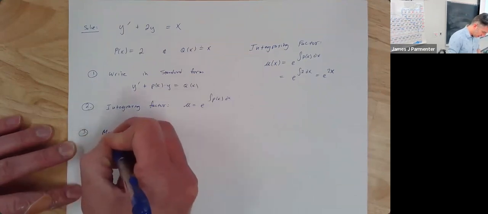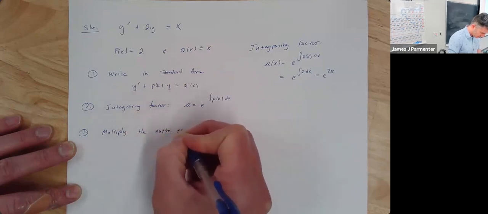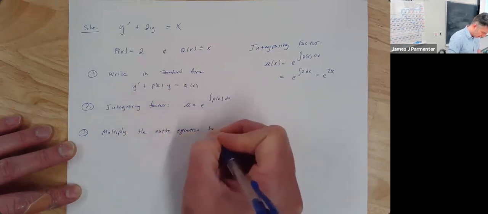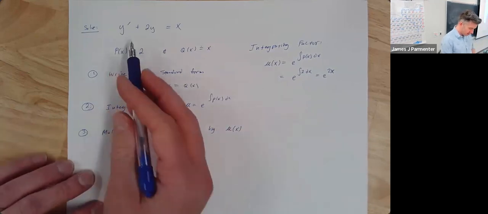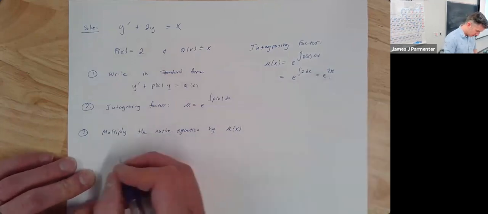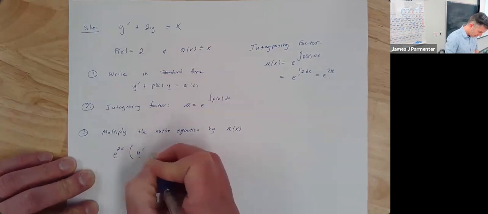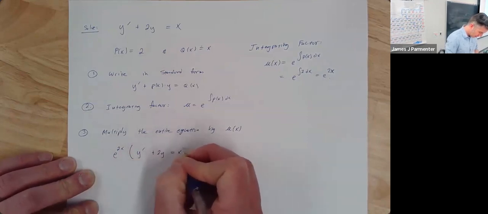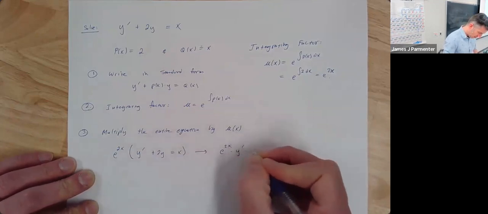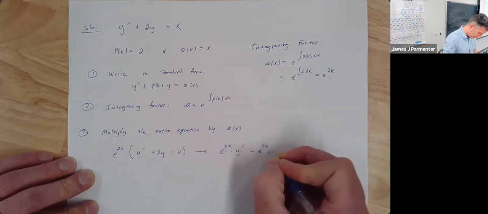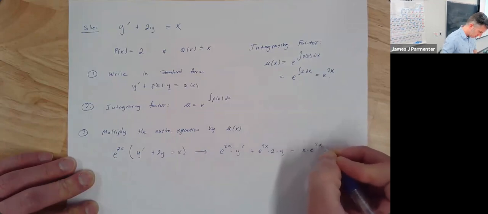So we're going to multiply the entire equation by our integrating factor, mu. In this case, we're going to get e to the 2x times y prime plus 2y equals x. That's going to give me e to the 2x times y prime plus e to the 2x times 2 times y equals x times e to the 2x.